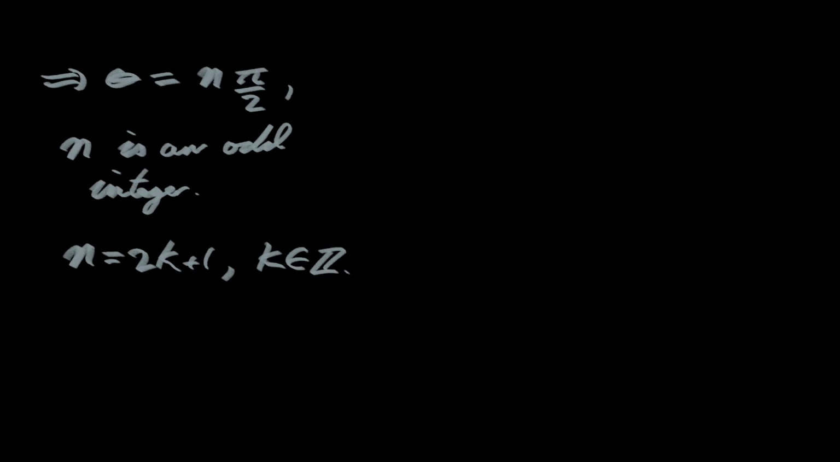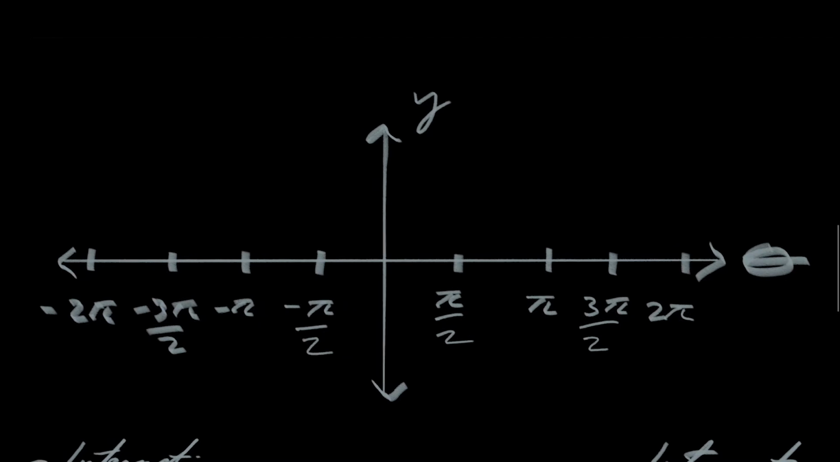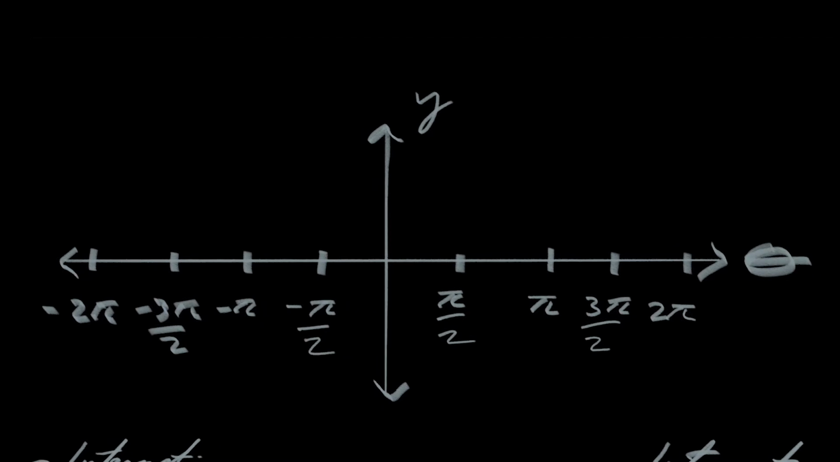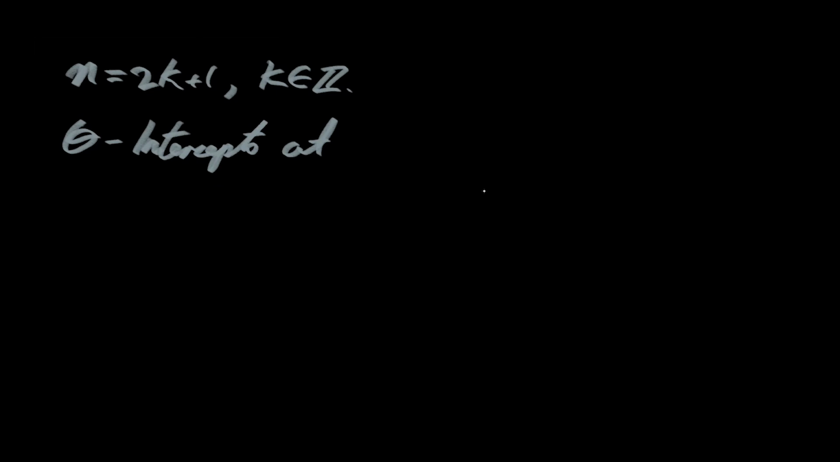Anywho, don't worry about that. So we have theta intercepts at all of these points where, I'll write it out, theta intercepts at any point of this form, where theta equals n pi over 2 and y equals 0. Okay? Where n is an odd integer.